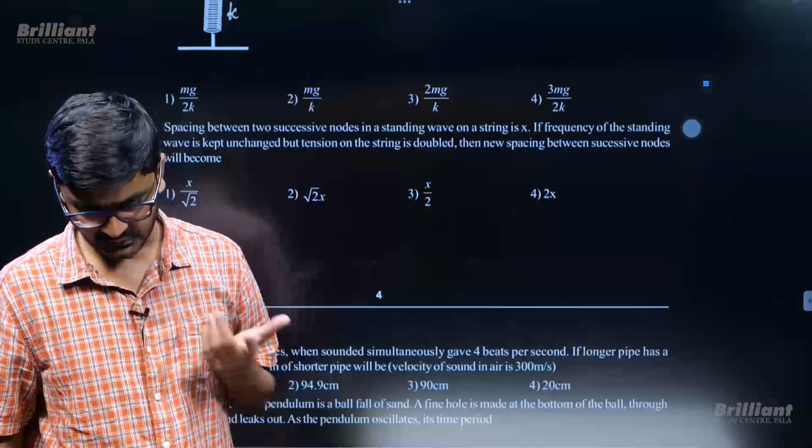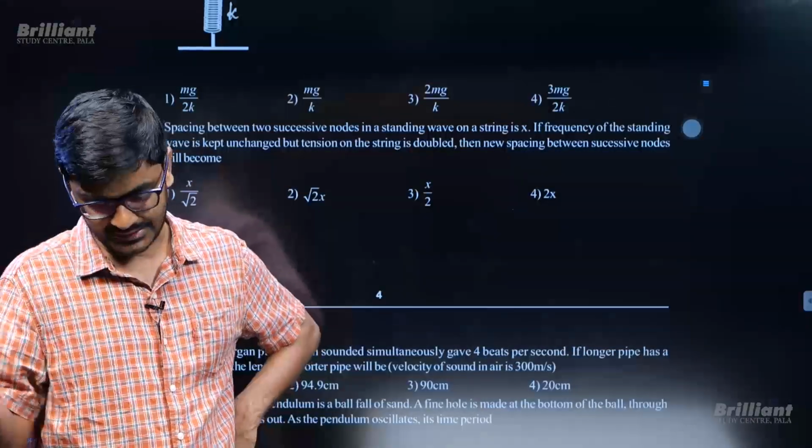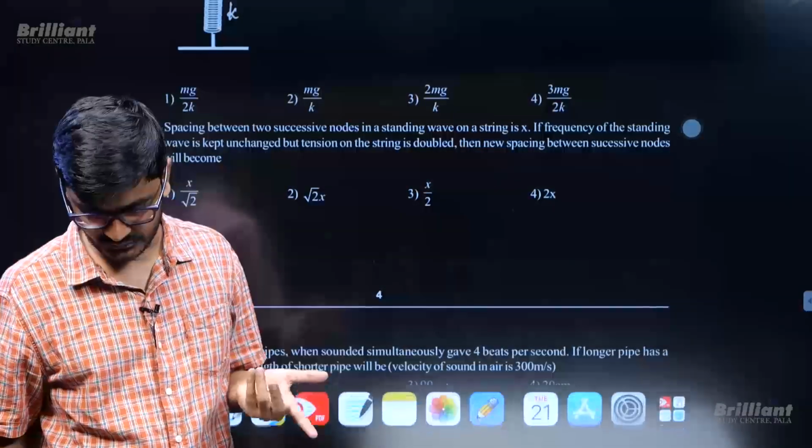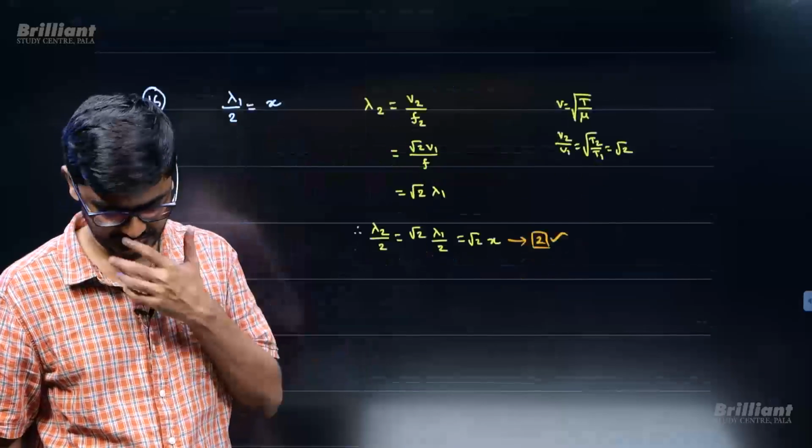The spacing between two successive nodes in a standing wave is x. If the frequency of the standing wave is kept unchanged but the tension is doubled, what will be the new spacing between successive nodes?